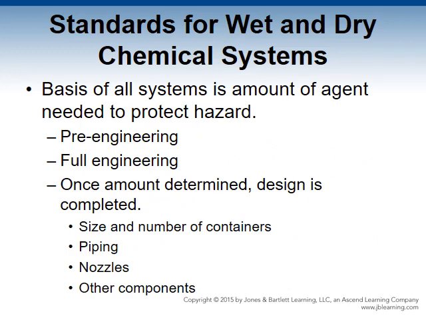The basis of any system design is the amount of agent needed to protect the hazard. Sometimes pre-engineered systems can be adapted to different situations. Other hazards require full engineering. Specific conditions exceed the capacity of pre-engineered systems. Once the amount of agent is determined, the system design is completed, which includes the size and number of containers, piping, nozzles, and other components.